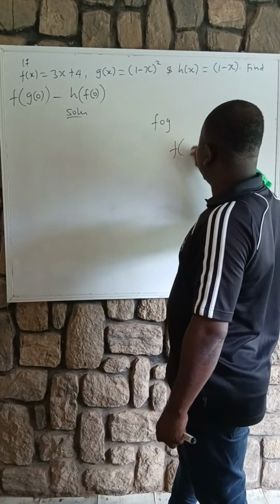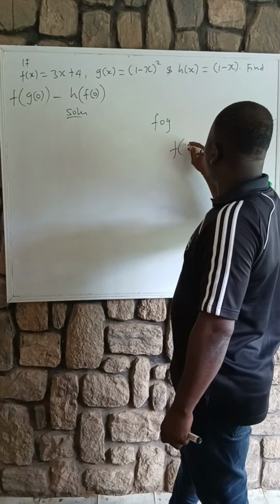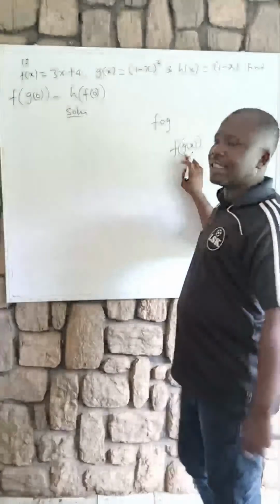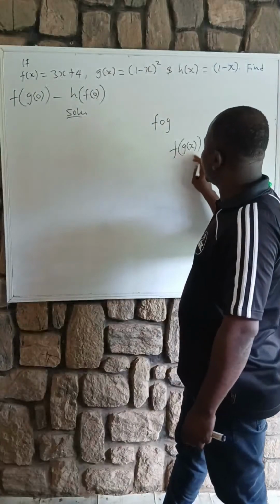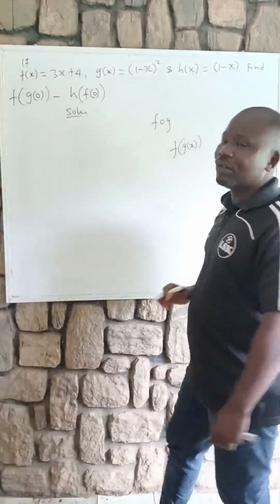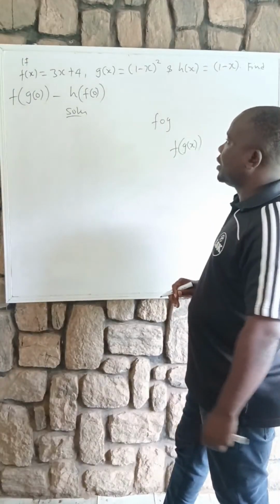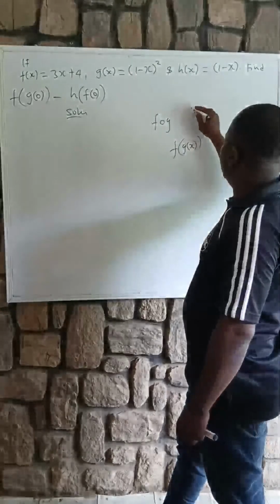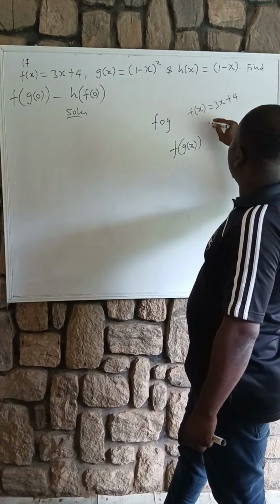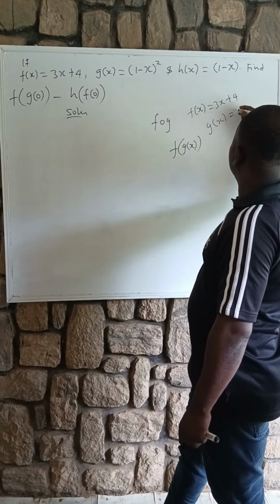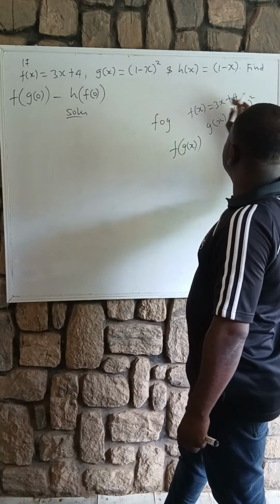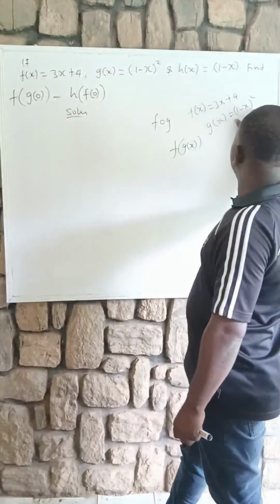So whenever you have f of g of x, this implies that the g function must be inside the f function. That is what it means. Is that clear? We have f of x equals 3x plus 4, then g of x equals 1 minus x all squared. So this function must be inside this one. Anywhere you see x, you substitute in this.